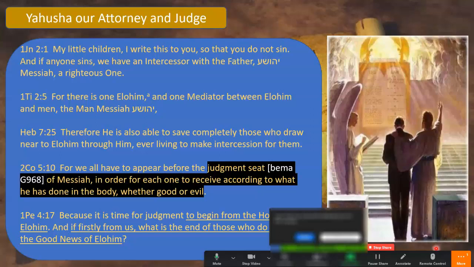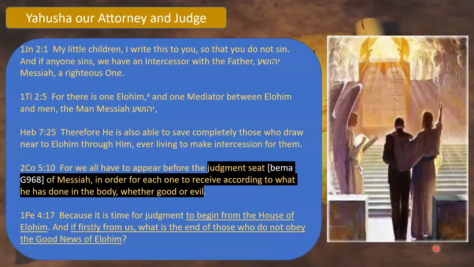And Yahusha is our attorney and judge. In 1 John 2:1, it says, "My little children, I write this to you so that you do not sin. And if anyone sins, we have an intercessor with the Father, Yahusha Messiah, a righteous one. For there is one Elohim," in 1 Timothy, "and one mediator between Elohim and men, the man Messiah, Yahusha." Hebrews 7:25. "Therefore, he is also able to save completely those who draw near to Elohim through him, ever living to make intercession for them."